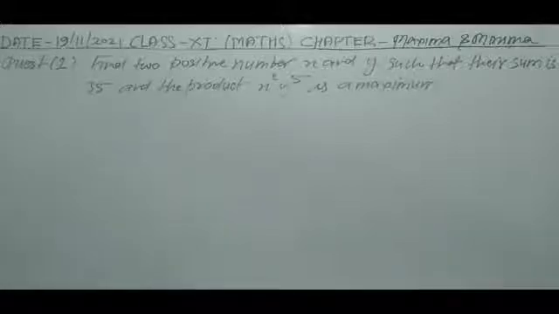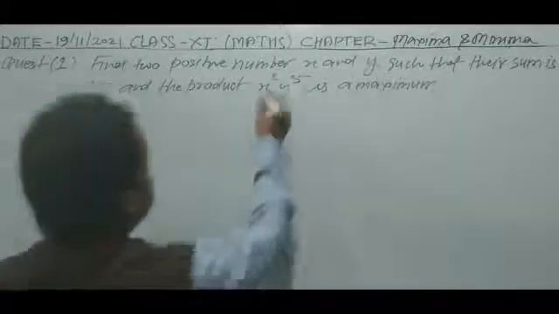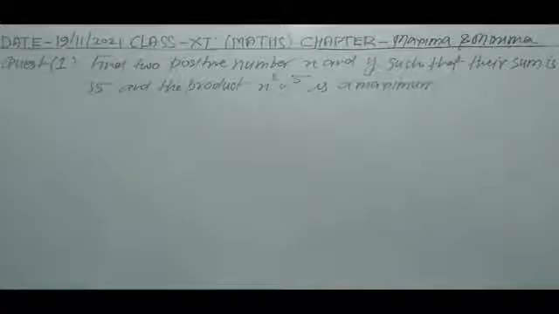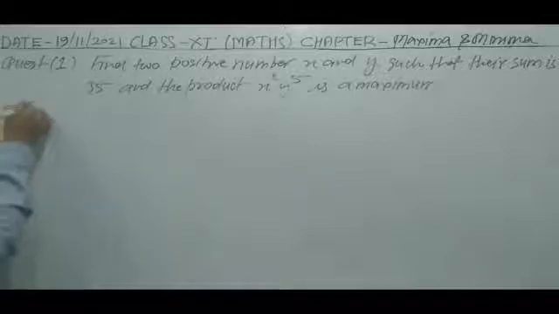So I'm going to read and explain the question. Find two positive numbers x and y, means x and y are positive numbers such that their sum is 35. Means the question is saying x plus y is equal to 35 and their product, x square into y to the power 5, is maximum. We have to find those positive numbers x and y. So see the solution.